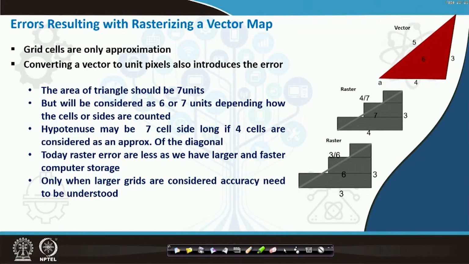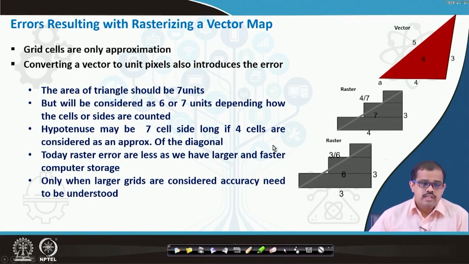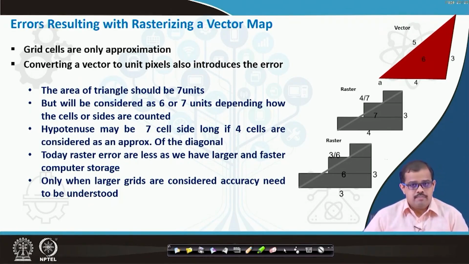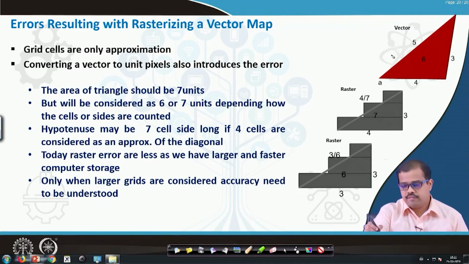So when I start, the first thing that I would like to speak about is the errors resulting from rasterizing a vector map, which means you are converting a vector map to a raster map. Now when I say a vector map, it is in the form of a point, line and polygon. For example, I have taken a polygon here. This is a triangle that I have considered. This is the polygon that let us consider.